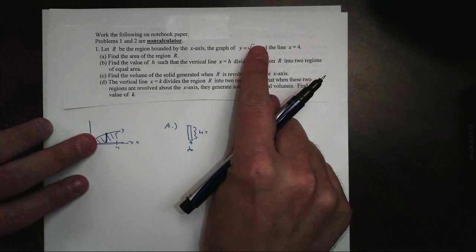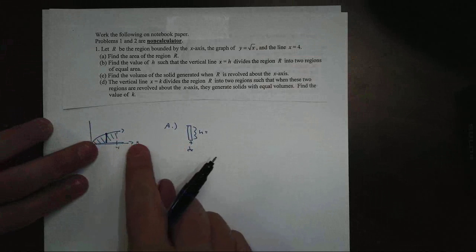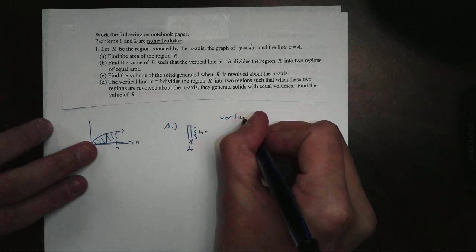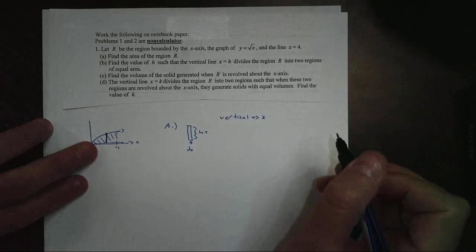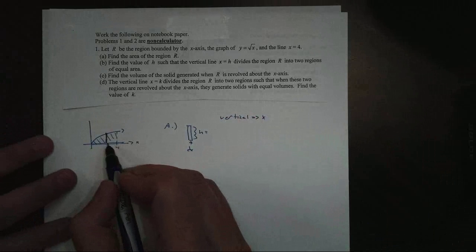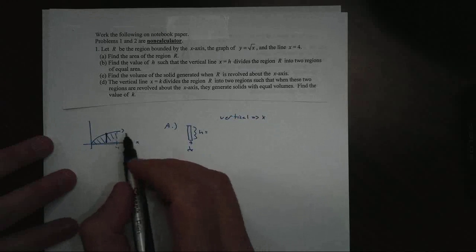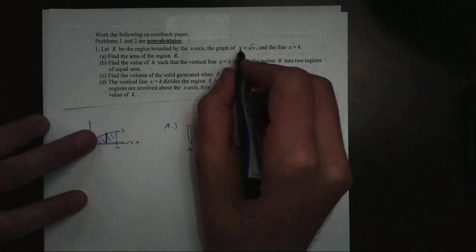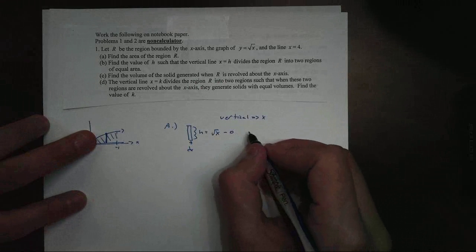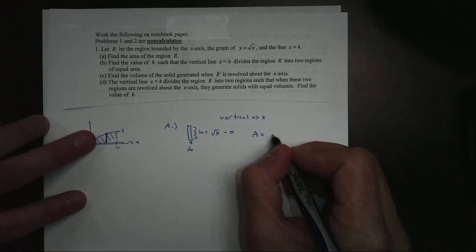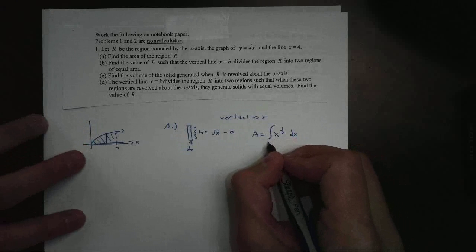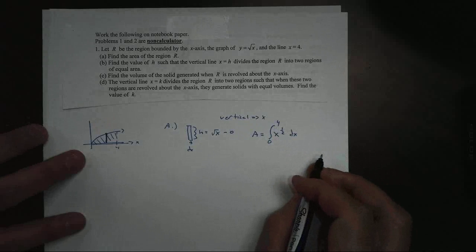Now, it's going to be in terms of x for two reasons. One, it's vertical. That was our rule the other day: if it's vertical, it's x; horizontal, y. But the other reason is, if I drop my rectangle, which axis do I cross? The x-axis. So my top, the square root of x, minus 0. So the area of this one rectangle is x to the 1/2, the square root of x, dx, and we're going to integrate that from 0 to 4.